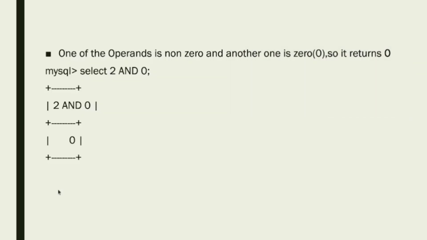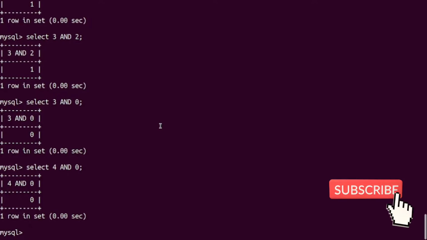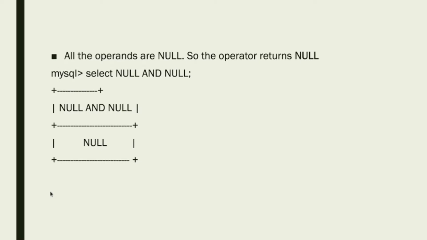Okay, so next, if all the operands are null, the operator returns null. If both operands are null, it will return null. So let's check it in the terminal. SELECT NULL AND NULL. Let's see what the output is. Here it's showing null because both operands are null, so our result is null.